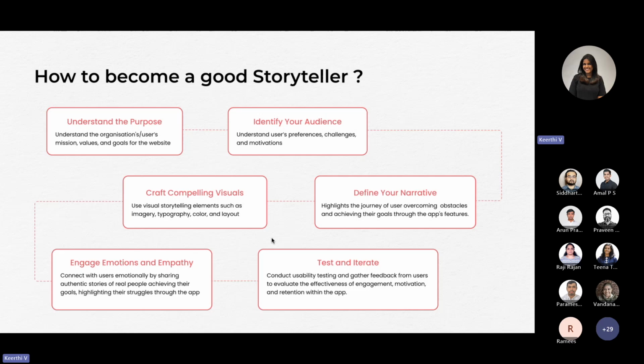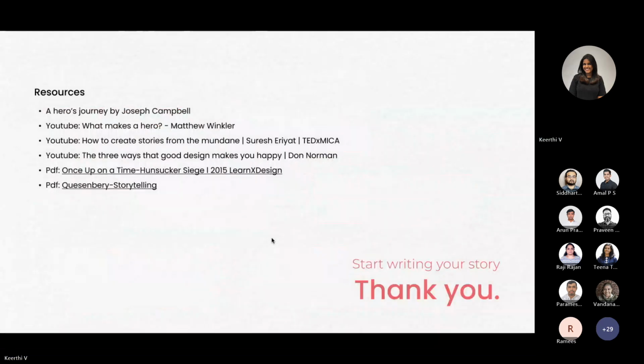Just by following these small steps, we could be good storytellers and convey our design better to our users. There are also some resources, talks, YouTube videos and PDFs to understand more about storytelling. And that's all. Thank you.